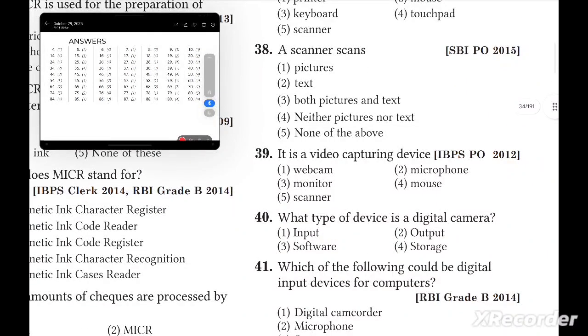Next, a scanner scans first pictures, second text, third both pictures and text, fourth neither picture nor text, fifth none of the above. The correct answer is third, both picture and text.